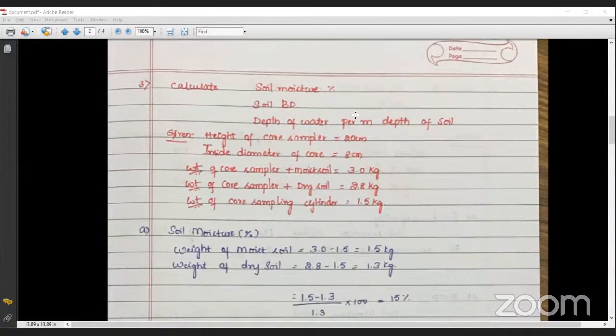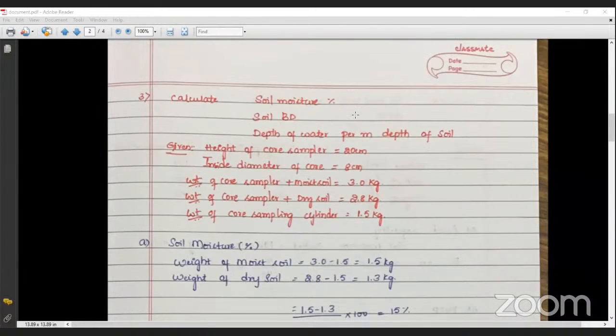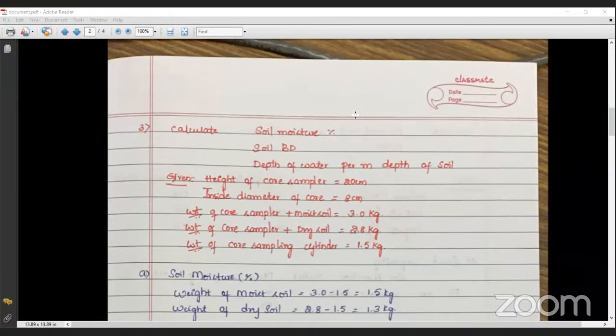Now calculate the soil moisture percentage as I explained in the first question. Similarly, calculate the soil bulk density and also the depth of water per meter depth of soil. Here the soil moisture percentage is the same as what I have explained, so you have to analyze a similar pattern. But what you have to concentrate on here is how to calculate the soil bulk density. In the previous problem, I explained how to calculate soil moisture percentage and the depth of water per meter depth of soil. But now, it is how to calculate the soil bulk density.